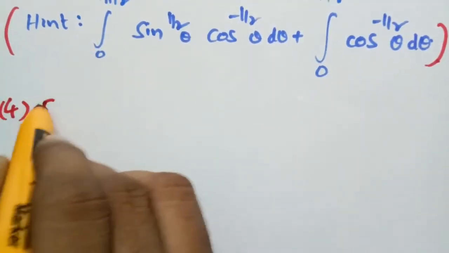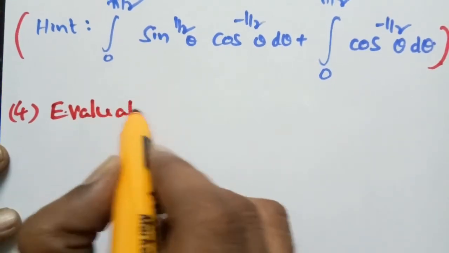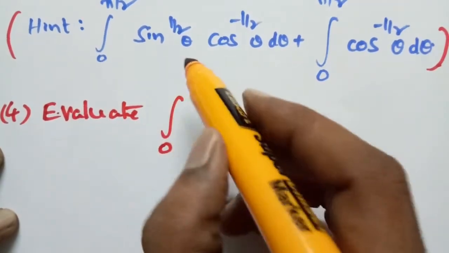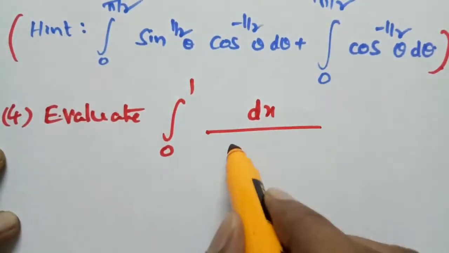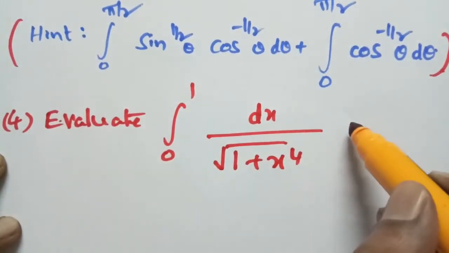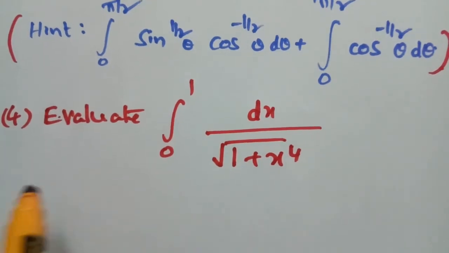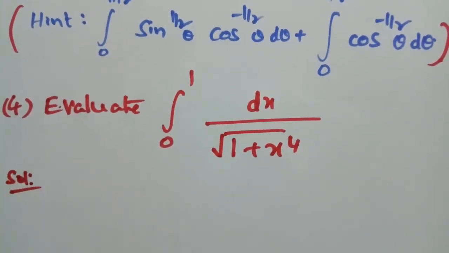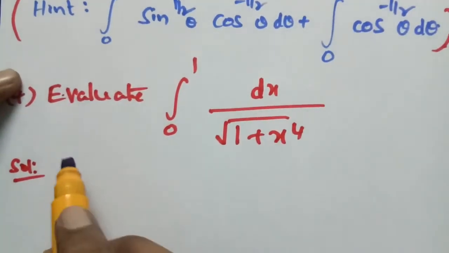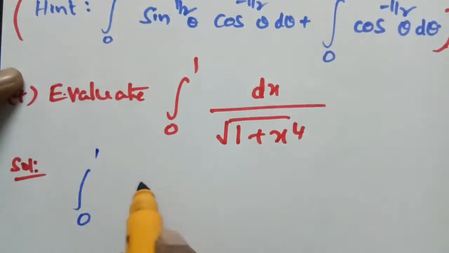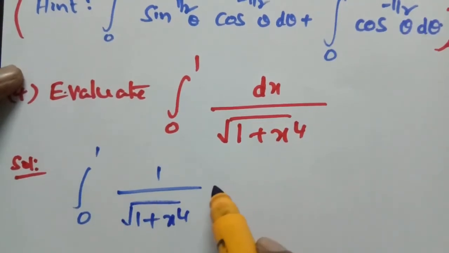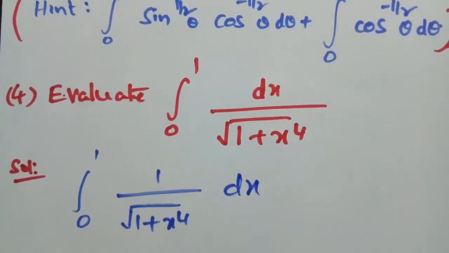Fourth one. Evaluate the integral from 0 to 1 of dx by square root of 1 plus x to the power of 4. Integral from 0 to 1 of 1 by root of 1 plus x to the power of 4 dx.